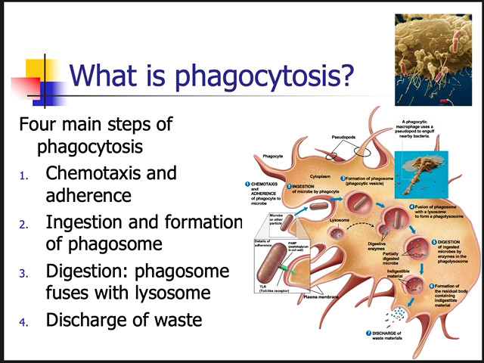Okay, so phagocytosis: chemotaxis, moving towards the bacteria; adherence, grabbing onto it; ingestion to form your phagosome; digestion, when your lysosome fuses with your phagosome and then you digest it; and then discharge of waste. Okay.